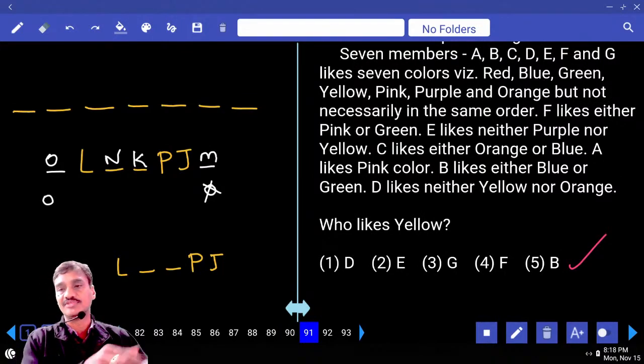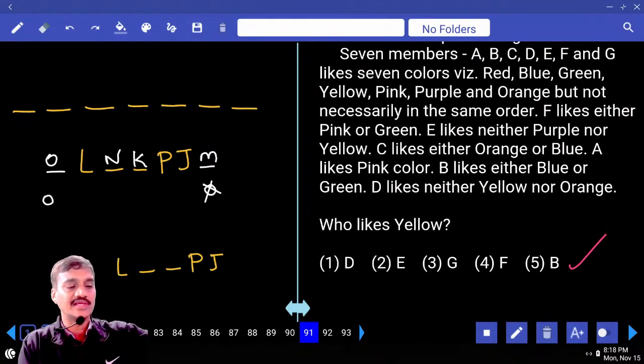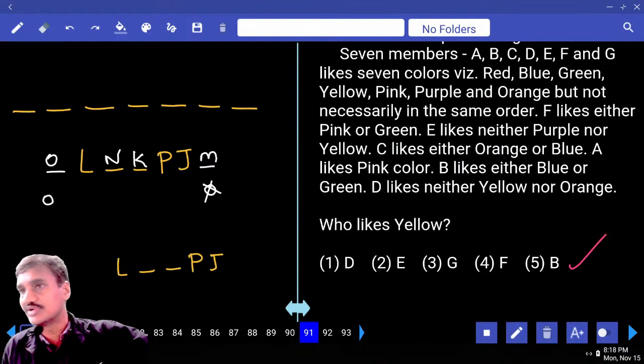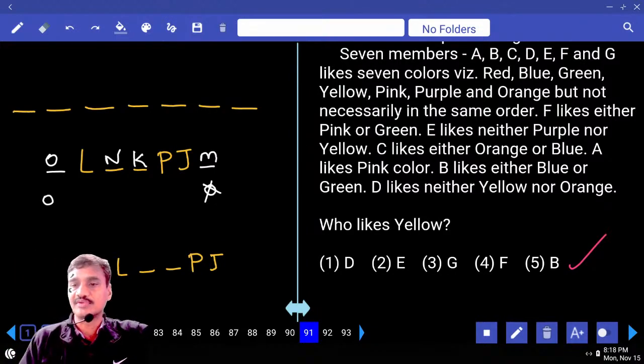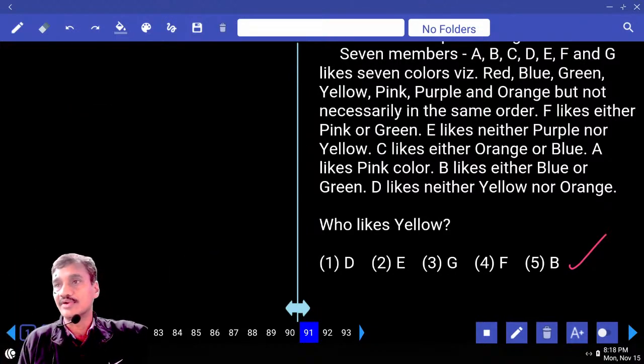Now tell me, which category does it come under? 7 members were there: A, B, C, D, E, F and G. And they like 7 different colors. 7 persons, 7 different colors, and each one of them likes a different color. Now it comes under how many parameters? It is a distribution question. In distribution, write it under the parameter heading. Single parameter, 2 parameters or 3 parameters are the common ones.